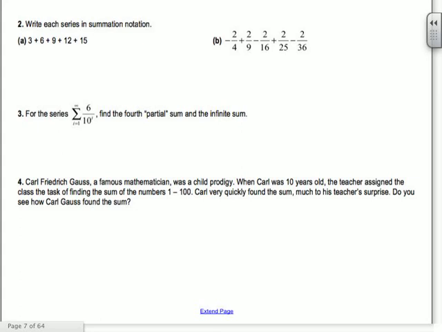All right, so number 2, write each series in summation notation. These are the ones I always hated when I was in school, because when I look at this pattern, 3, 6, 9, 12, 15, I'm thinking, oh, I'm adding 3 each time. Is that what you guys were thinking? No? What were you thinking? 3 times the number of terms. Yeah, so this is actually multiples of 3.